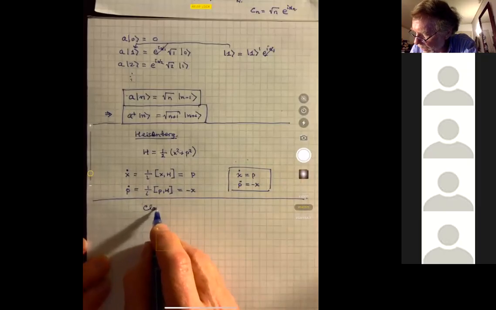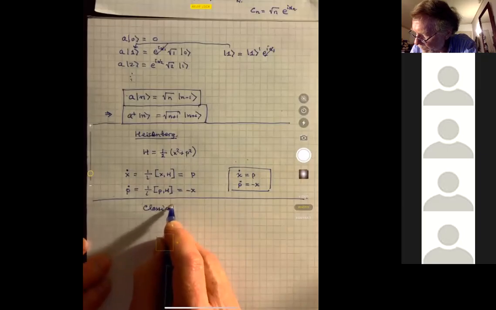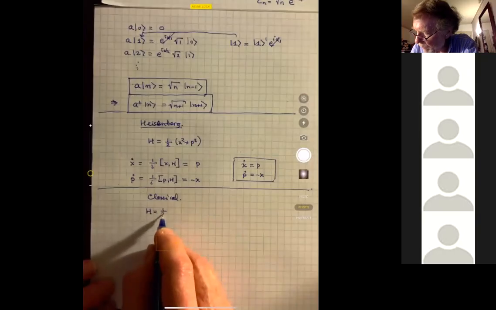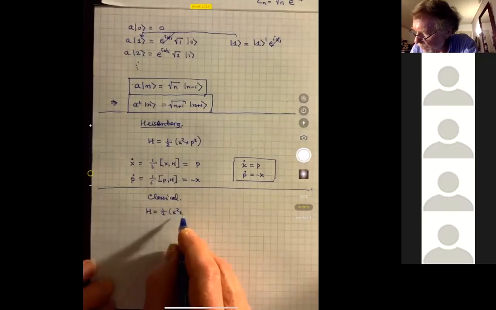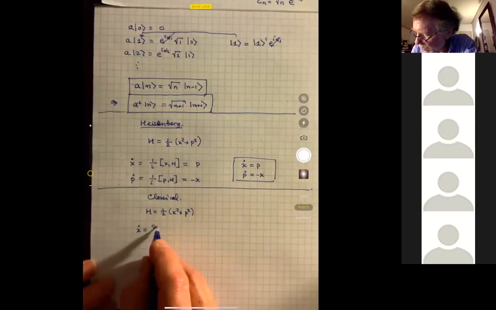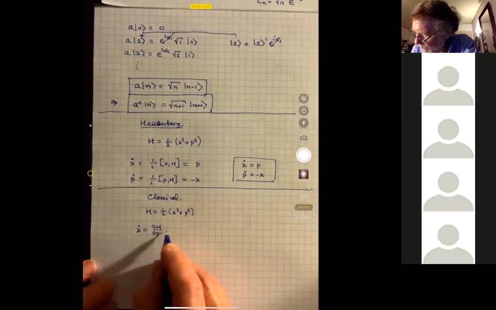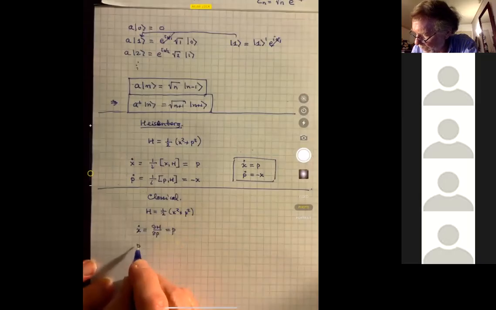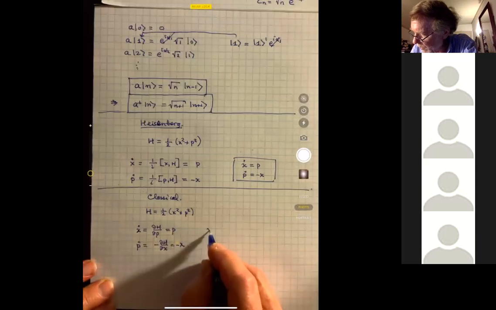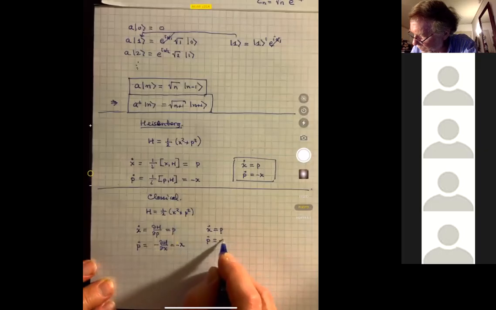Now, let me draw a line and let's talk about the classical motion. The classical Hamiltonian has the same formula, but of course now the quantities in question are C numbers instead of operators. Classical equations of motion are x dot is partial of h with respect to p, which gives us p, and p dot is minus partial h with respect to x, which gives us minus x. And so the classical equations are x dot equals p and p dot equals minus x.